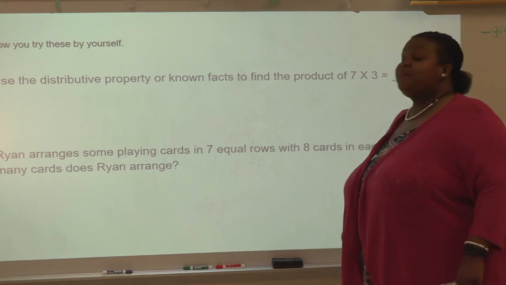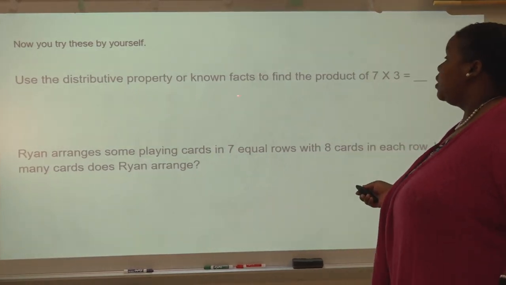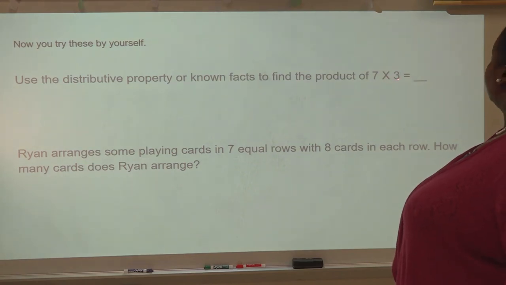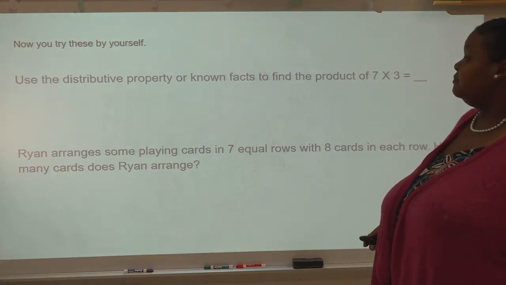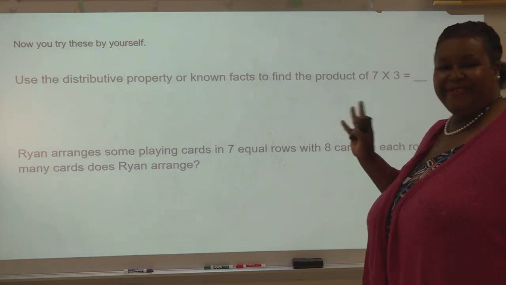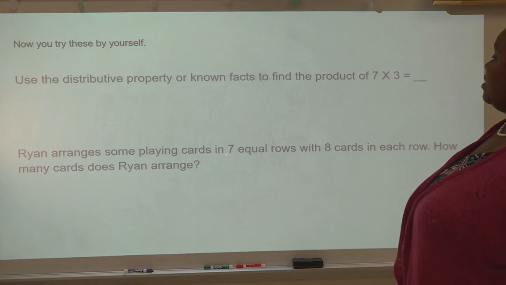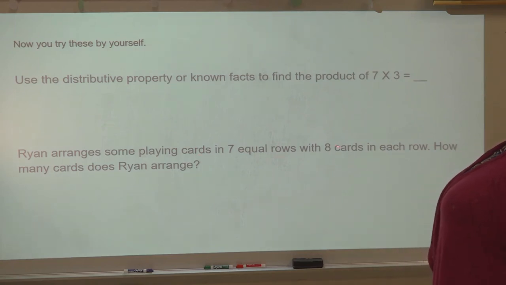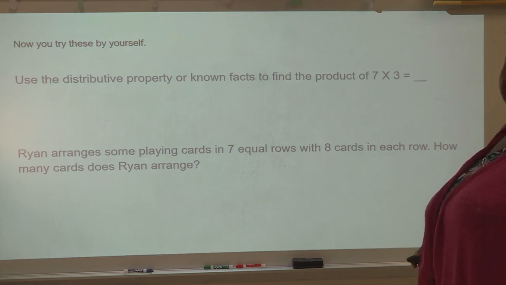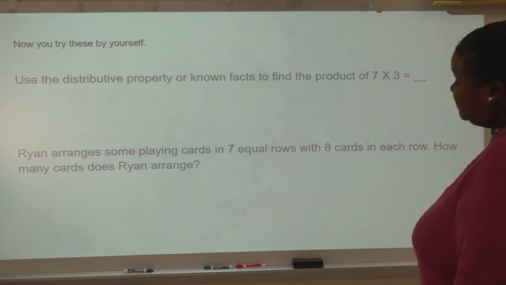Now try these by yourself. Use the distributive property or known facts to find the product of 7 times 3. And then your second problem has to do with Ryan. Hello, Ryan. Ryan arranges some playing cards in 7 equal rows with 8 cards in each row. How many cards does Ryan arrange? All right, I'll give you a minute to work on those two.